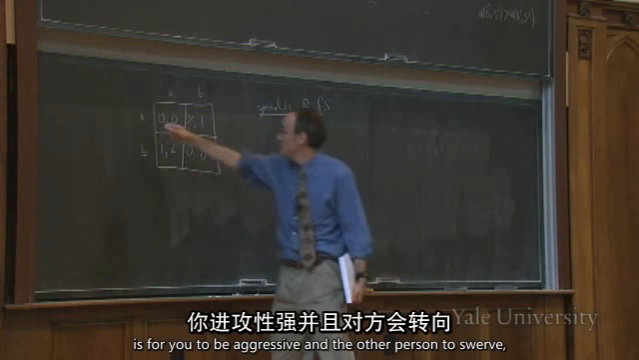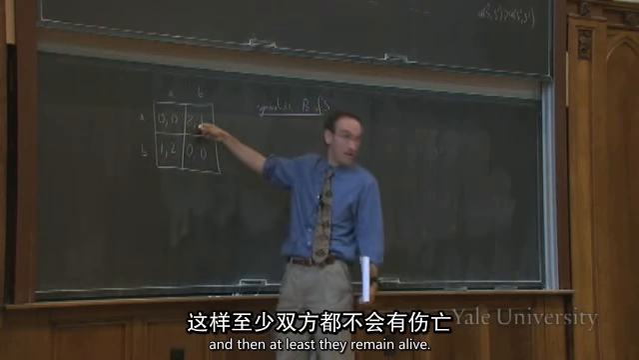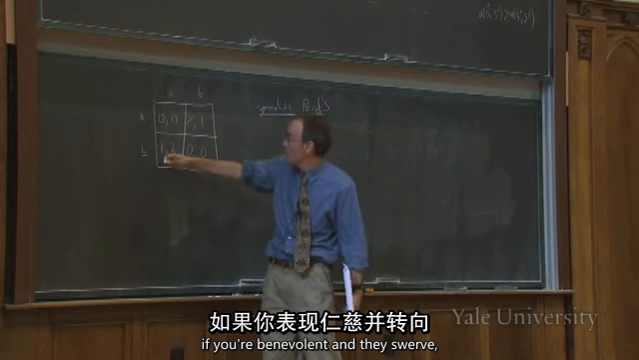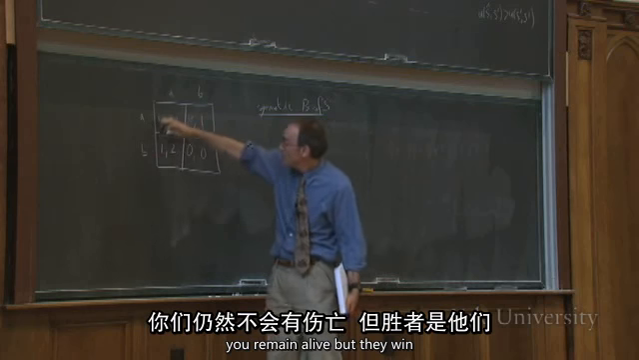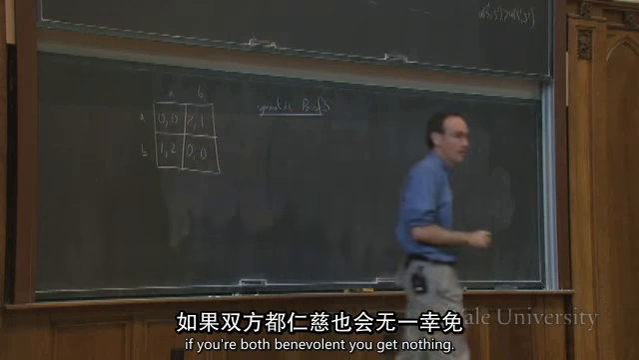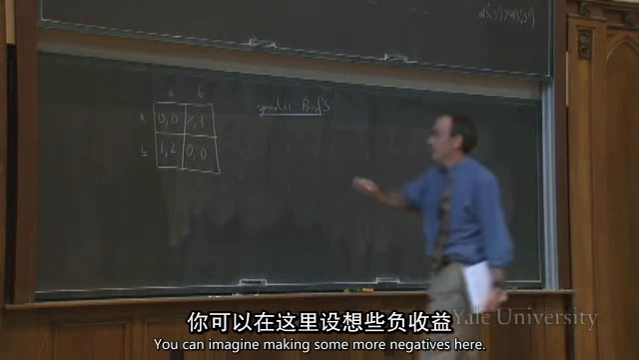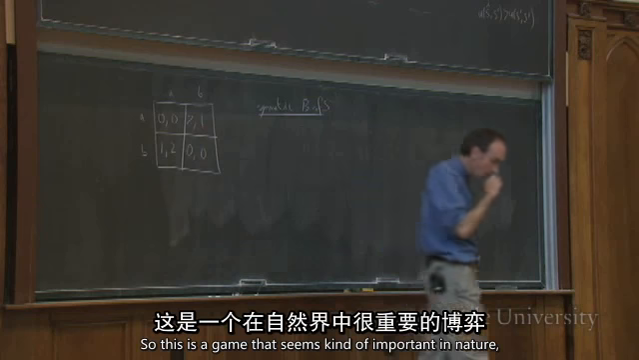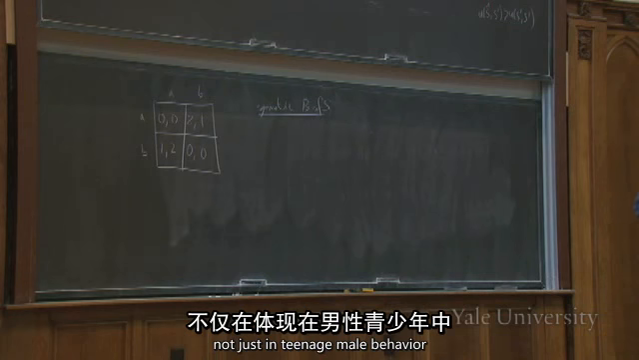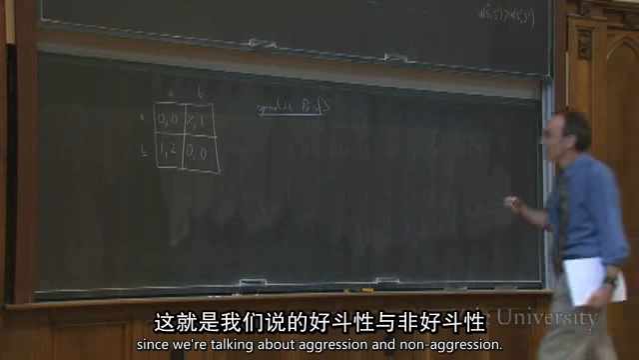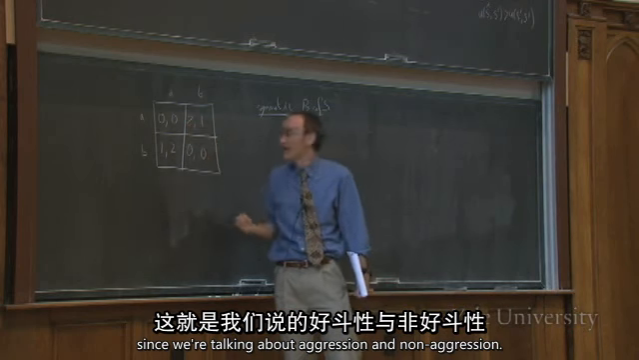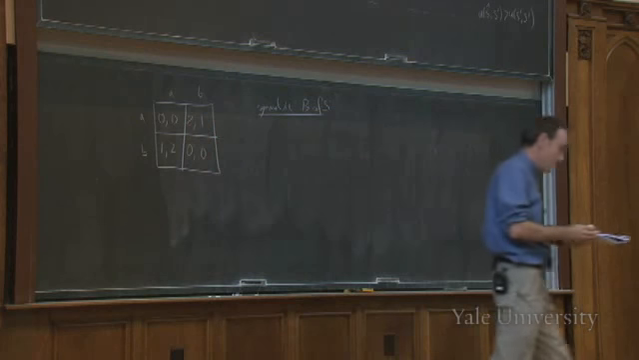So the best thing for you is for you to be aggressive and the other person to swerve, and then at least they remain alive. All right? And conversely, if you're benevolent and they swerve, you remain alive but they win. And unfortunately now, if you're both aggressive, you get nothing. And the way we've written this game, if you're both benevolent, you get nothing. Right? You could imagine making some more negatives here. All right? So this is a game that seems kind of important in nature, not just in teenage male behavior, but in animal behavior, since we're starting to talk about aggression and non-aggression. All right?